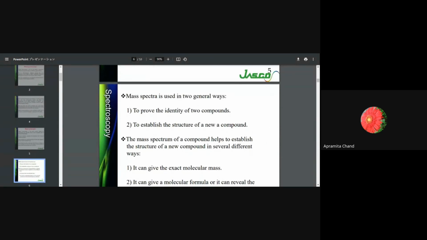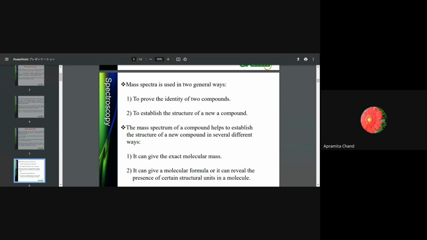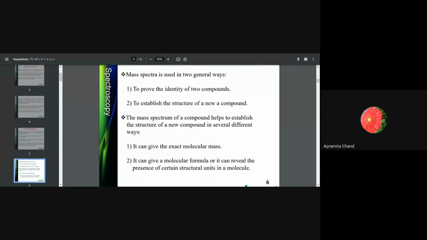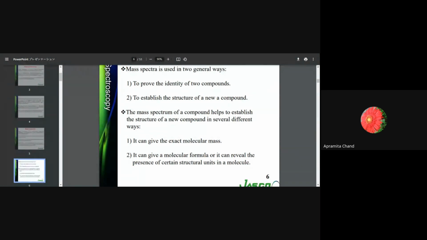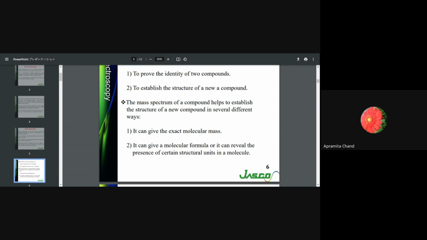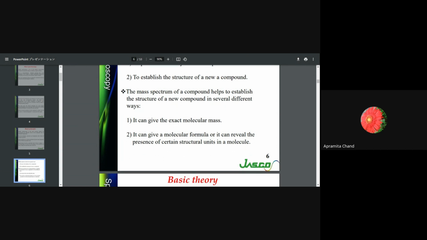Now, it is used in two general ways: to prove the identity of two compounds, or to establish the structure of a new compound. It helps to establish the structure of a new compound in several different ways and can give you the exact molecular mass. It can also give a molecular formula, or it can reveal the presence of certain structural units in the molecule.